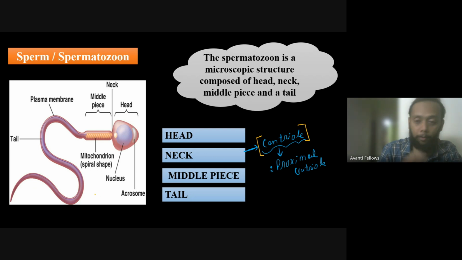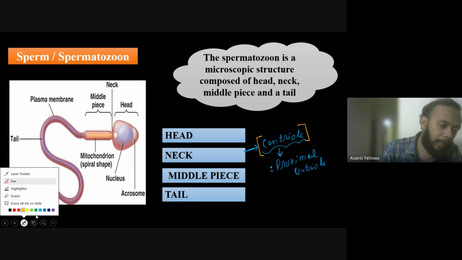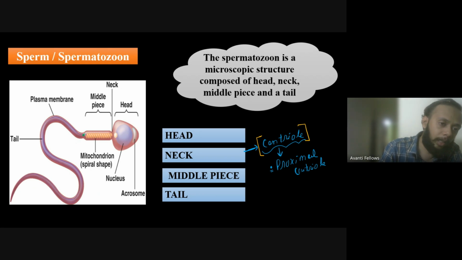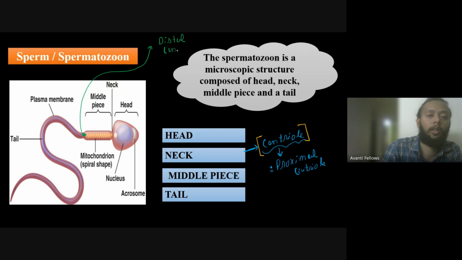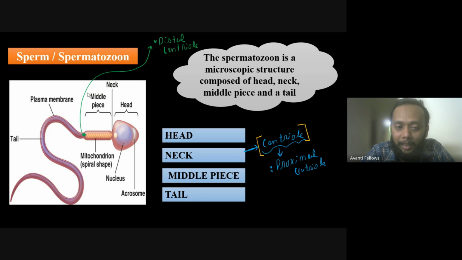Then you will also have one more centriole which is not been shown over here, and that centriole can be seen somewhere over here. That centriole is called as my distal centriole. Now, distal centriole is basically used for formation of the flagella, the tail. You just have to remember that the centriole here was used to form this tail. So you had one centriole over there which has been used to form this particular tail.